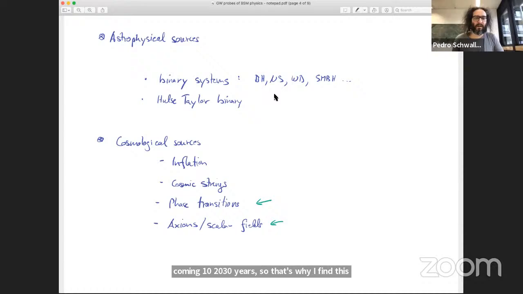One system that maybe you should have heard about, or I should tell you about if you haven't heard about it yet, is the so-called Hulse-Taylor binary. So this is a binary system where one of the stars in the binary is a pulsar, which allows us to very precisely observe the system and how it evolves in time. And what you see there is that the orbital frequency of this pulsar decreases over time.